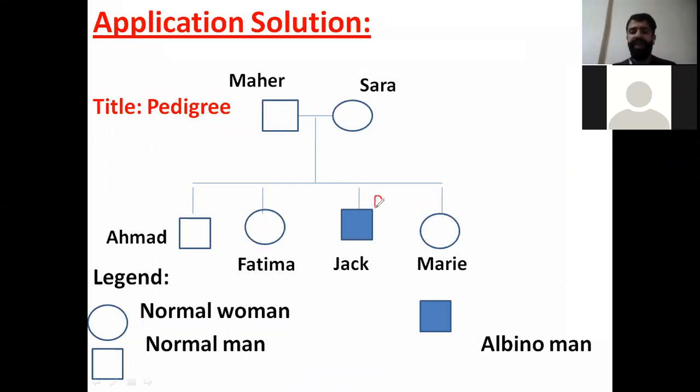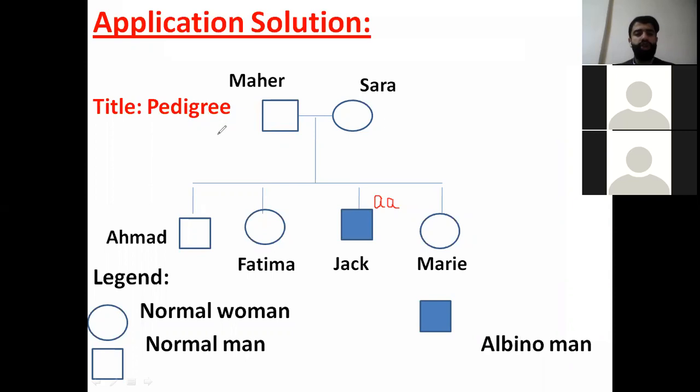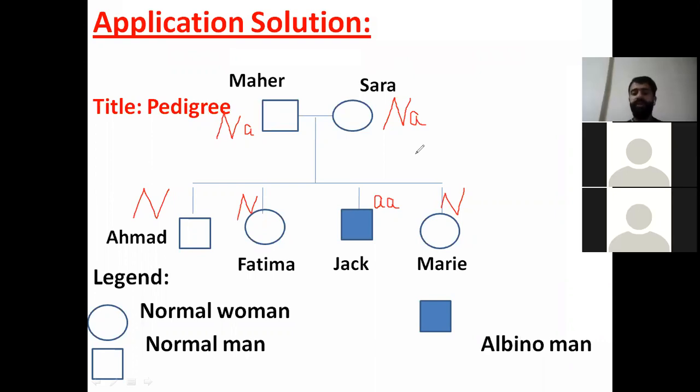So here, when I say a, it should be homozygous and recessive: aa. So if aa, homozygous and recessive. Maher and Sarah are normal, so surely they have the normal allele N. But Jack should inherit a from each of his parents. So Maher and Sarah should be Na and Na. They should be heterozygous. Marie, Fatima, and Ahmad are normal, so they carry the allele N, the capital N allele. Whether they are homozygous or heterozygous, we can determine this later on.